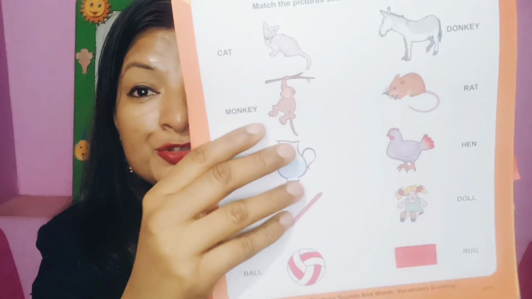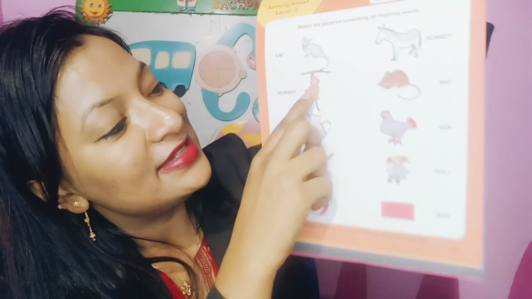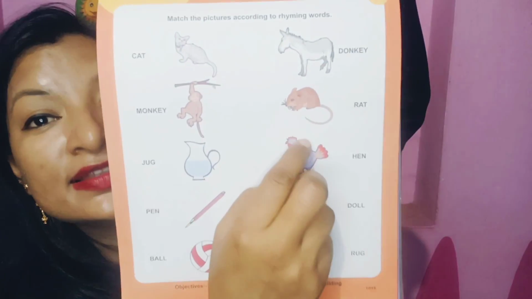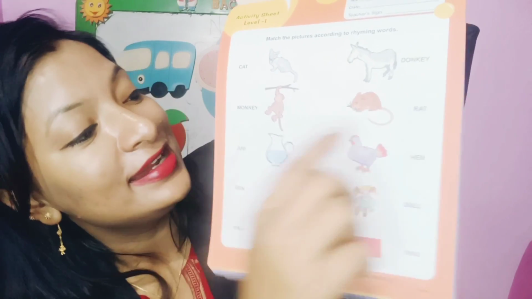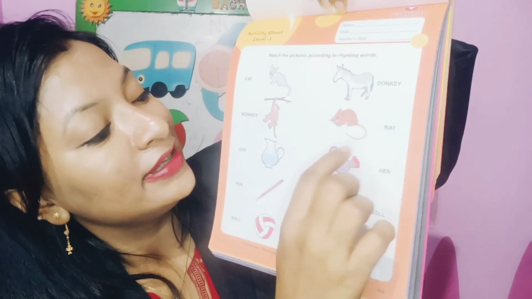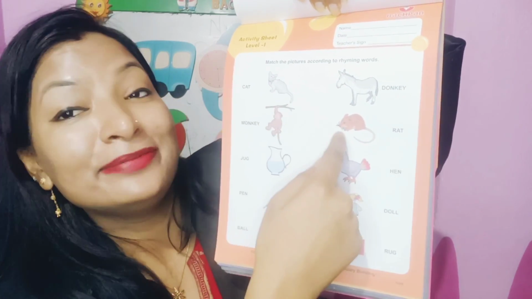Like when we pronounce those two words, we find that both are similar. Red, bed. Log, dog. Mat, cat. Okay, so let's see here. First one is that cat. So let's find out which word is the rhyming word of cat. So here's a cat, here's a donkey, here is the rat. Yes, cat, rat. As I told you that rat is the rhyming word of cat. So we will match the picture of cat with the picture of rat.